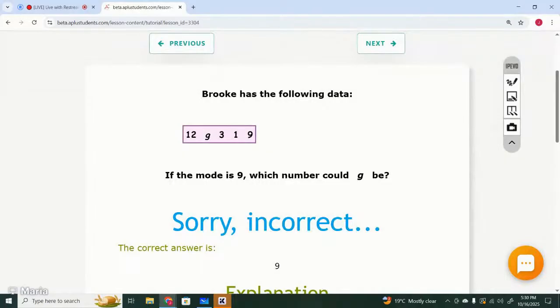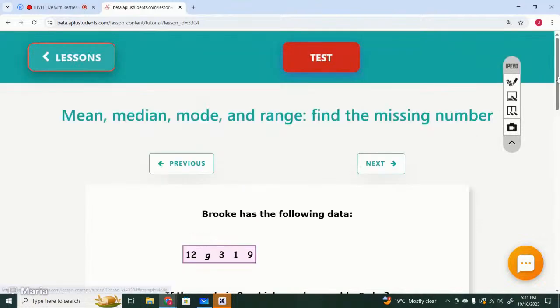Mode is 9 means G is the number that appears the most. So G must be 9. So G is 9. Let's just start with the test questions.